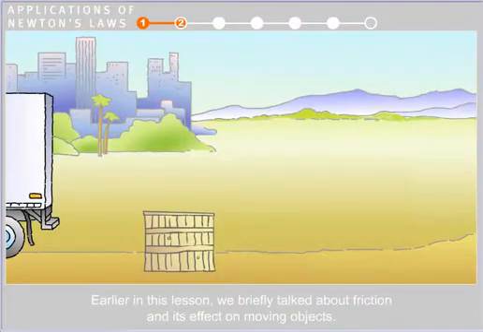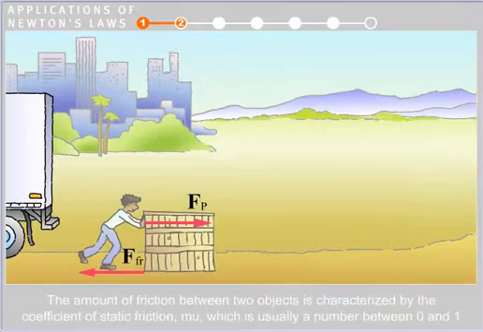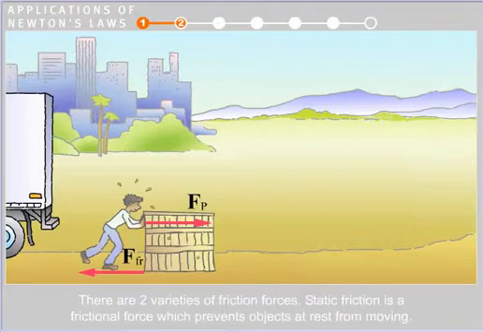Earlier in this lesson, we briefly talked about friction and its effect on moving objects. Friction is a force that exists between two objects that are in contact with each other and always opposes motion. The amount of friction between two objects is characterized by the coefficient of static friction μ, which is usually a number between 0 and 1. There are two varieties of friction forces. Static friction is a frictional force which prevents objects at rest from moving.